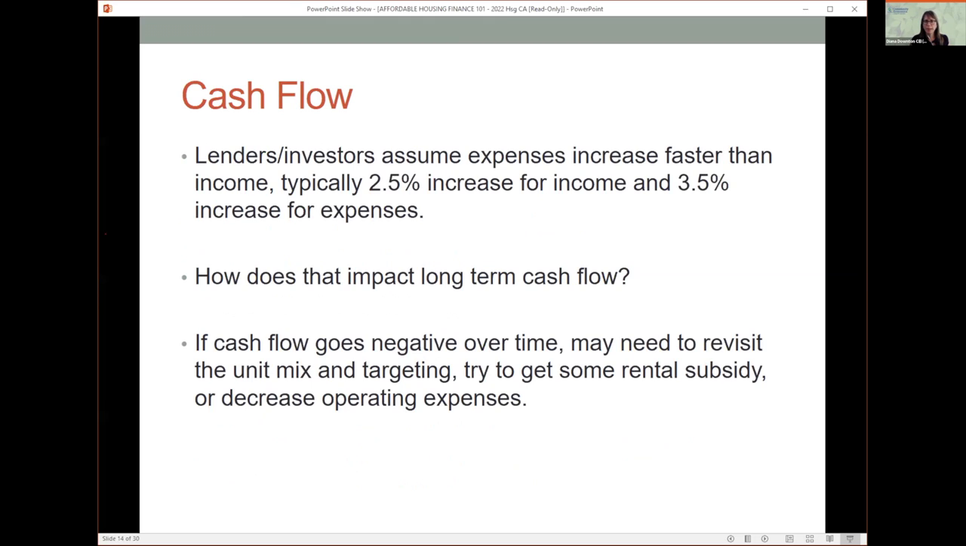Lenders and investors typically underwrite properties with the assumption that your income is increasing 2.5% and your expenses are increasing 3.5%. So the expenses are increasing faster than revenue. So how does that impact your long-term cash flow? That can mean over time that your cash flow goes negative over a 15, 20 year period. So that's something you need to pay attention to as you're setting up your unit mix, because you need to be able to show that the property will be financially feasible for the long term, not just the first 5 years.